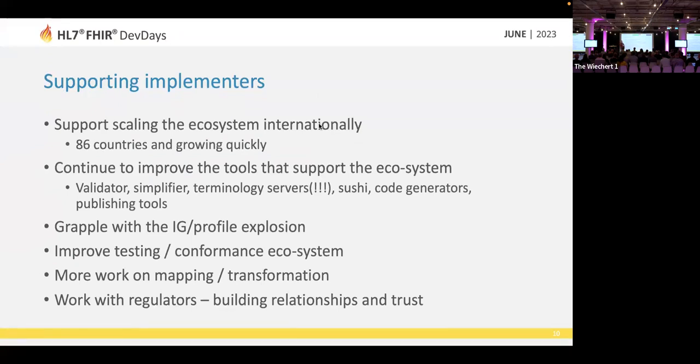Otherwise, what's our agenda for the future of FHIR? Well, implementation. We're here for implementation. So we continue to support scaling the ecosystem internationally. I sat down and I counted all the countries I've heard of, personally, doing FHIR this morning, and I got to 86 countries.